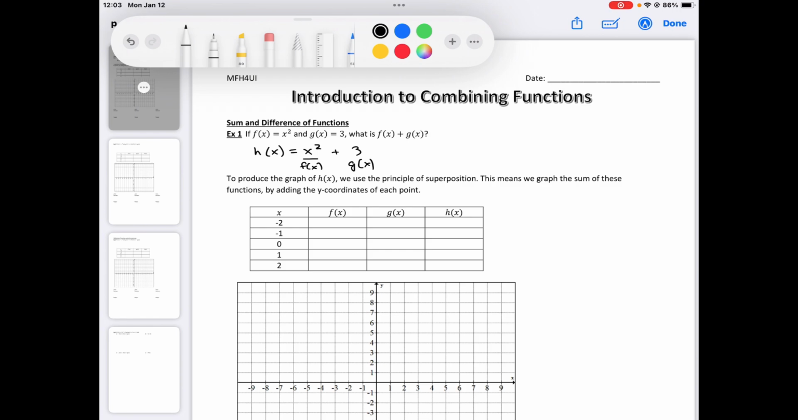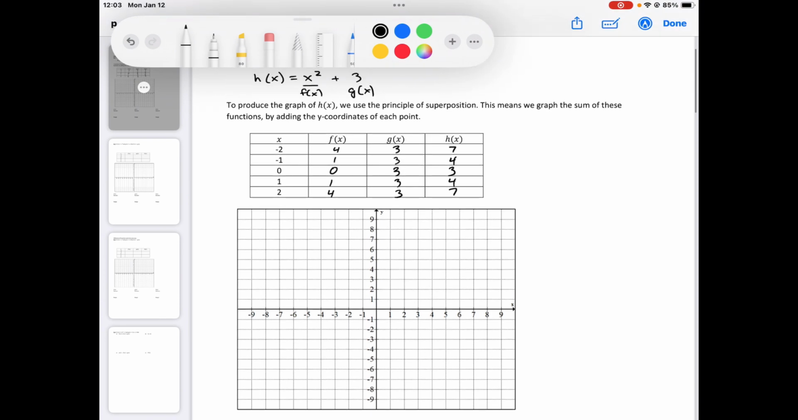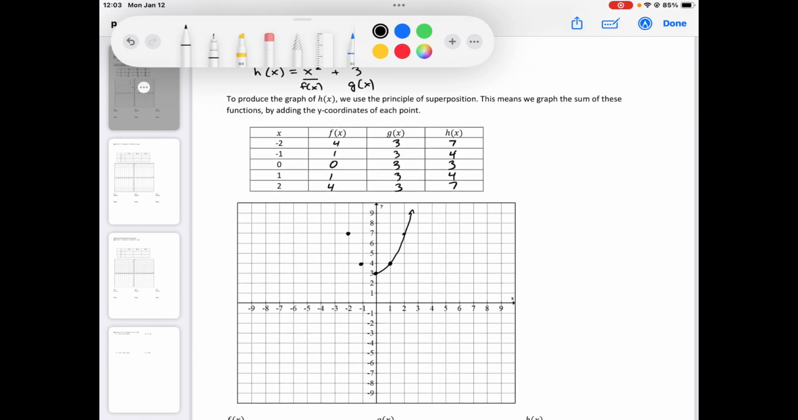So for f(x), we're just squaring the x coordinates, so we'd get 4, 1, 0, 1, 4. g(x) is just 3. And then when we add those together, we get 7, 4, 3, 4, and 7. And then graphing those functions, we're going to add the y coordinates of each point and keep the x coordinate the same. So (-2, 7), (-1, 4), (0, 3), (1, 4), and then (2, 7), which is just a parabola that is opening upwards, which we can also recognize from the equation.